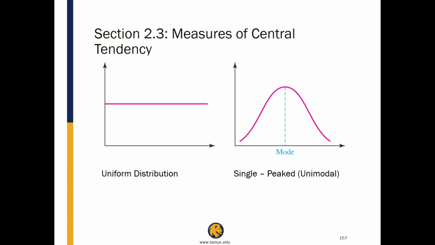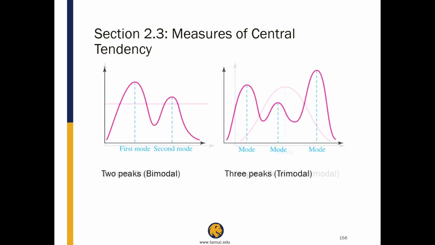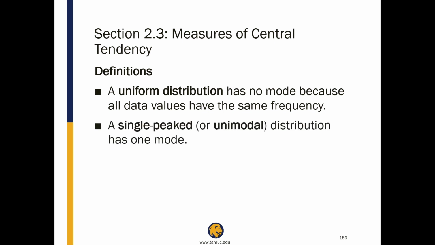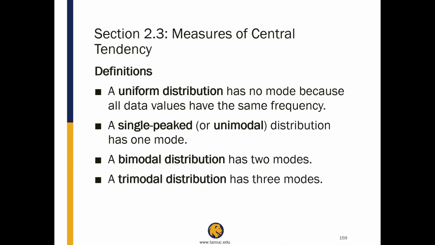If it has a single peak, then we call that unimodal. And if it has two peaks in the distribution, we call that bimodal. If it has three peaks, we call it trimodal. So the overall definitions here are that a uniform distribution has no mode because all data values have the same frequency. A single peak or unimodal distribution has one mode because it has that one peak which stands out above all the others. And the bimodal distribution has two modes, two peaks. Trimodal, three modes or three peaks.